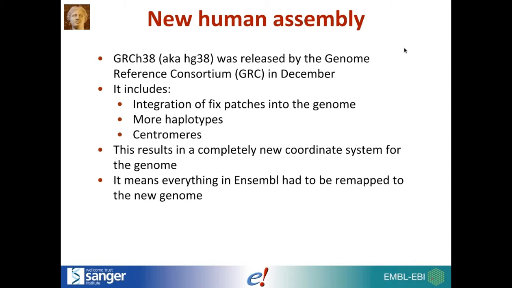This includes integration of what we call fixed patches into the genome. There are more haplotypes, and there are now centromeres in the new genome assembly. One of the downstream effects of this is that we have a completely new coordinate system for the genome, so any coordinates you have, any numbers, will change. It also means that from our perspective at Ensembl, we had to remap everything, hence the 7 months of work involved.